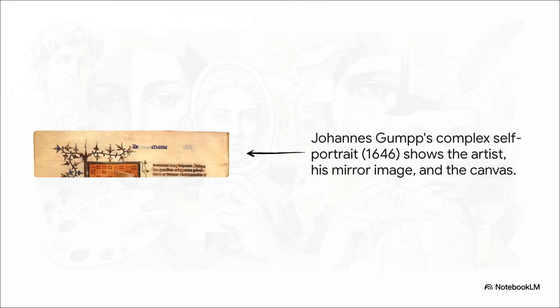Okay, check this out. This piece is what you'd call a total flex of artistic and intellectual power. This is Johannes Gumpp in 1646, and he's giving us three versions of himself at once: his back, his reflection in the mirror, and the painting he's actually creating. He's not just painting, he's showing off his complete mastery of perspective, reflection, and the very idea of what it means to create an image. That mirror, it's not just a tool, it's a key part of the whole performance.